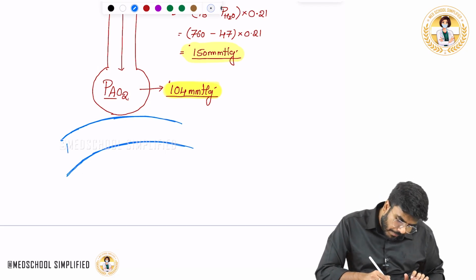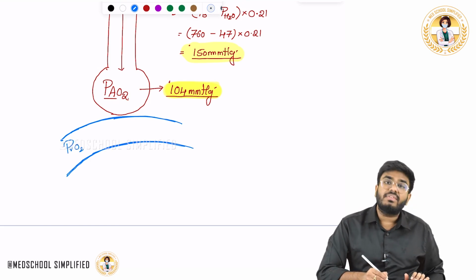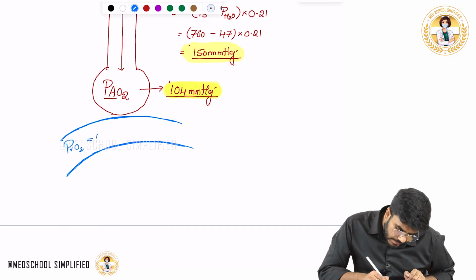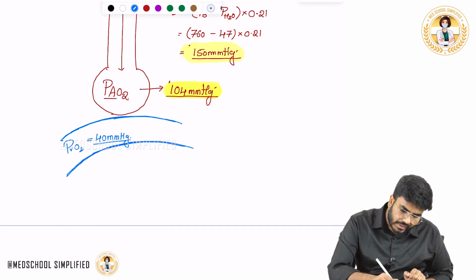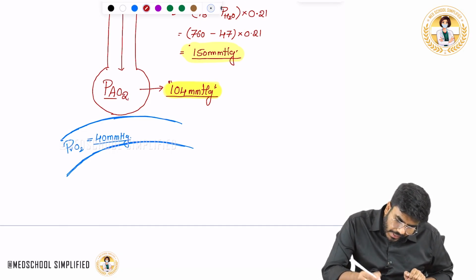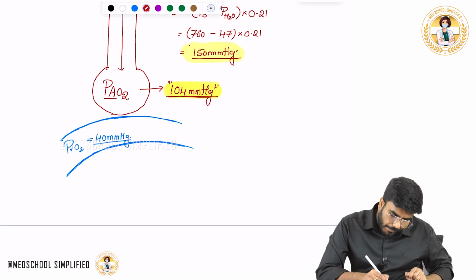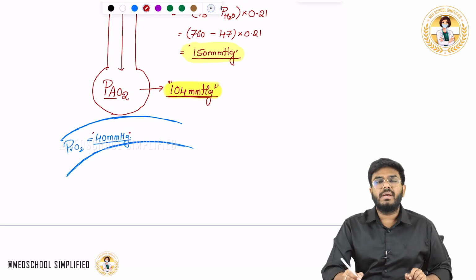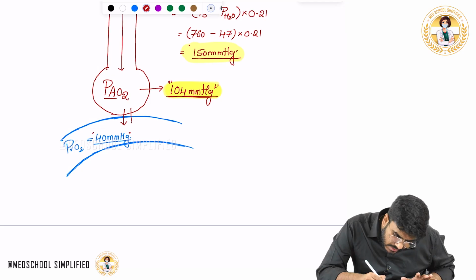Now look, what is the partial pressure of oxygen in this venous blood? It is 40 mmHg. So look here, there is a high partial pressure of oxygen, 104 mmHg, in the alveolus. What is the partial pressure of oxygen in this venous blood? It is 40 mmHg. So there is a gradient, and oxygen will diffuse from high partial pressure to low partial pressure easily.